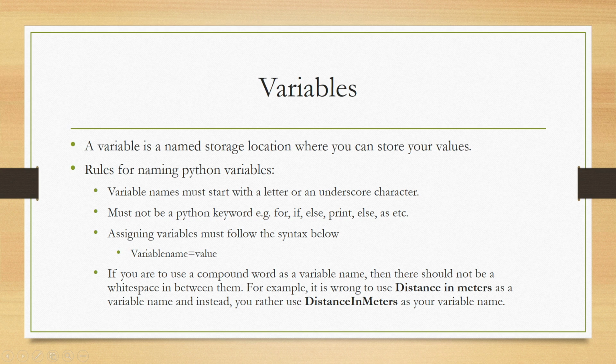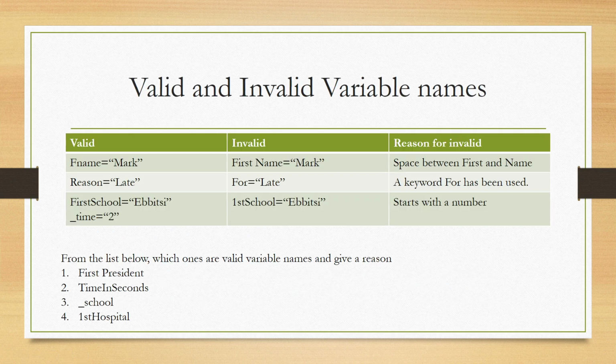If you're using a compound word as a variable name, then there should not be a white space in between them. For example, it's wrong to say distance in meters as a variable name. Instead, you say distance_in_meters. In other words, when you're using a compound name to give more description to a variable, don't leave a space between the words. Make sure they're used as one word. A variable name is taken as one word.